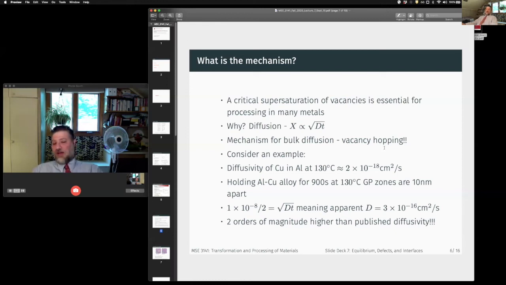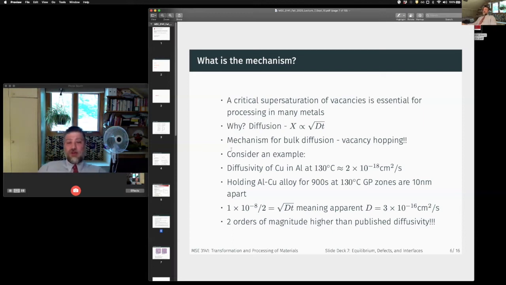Well, what's the mechanism for bulk diffusion? Vacancy hopping. If I think about diffusing in the absence of vacancies, I need to switch two atoms. That's a really hard thing to do. But if I have vacancies there, all I need to do is for an atom to hop into the vacancy and leave another hole behind it, another vacancy behind it.